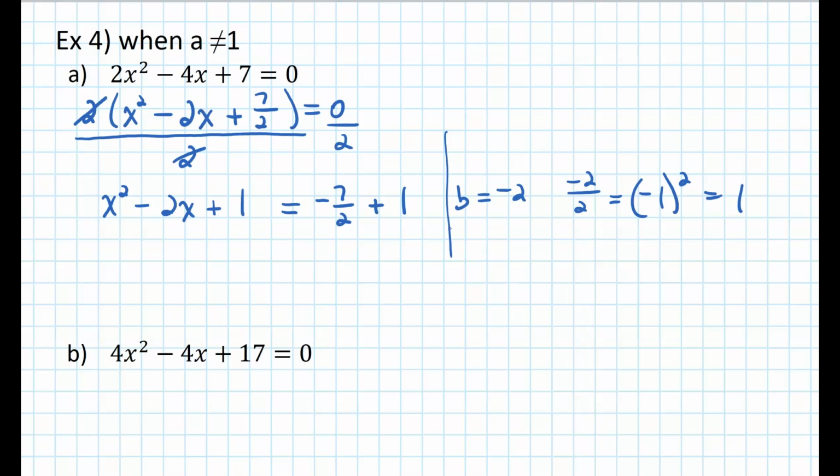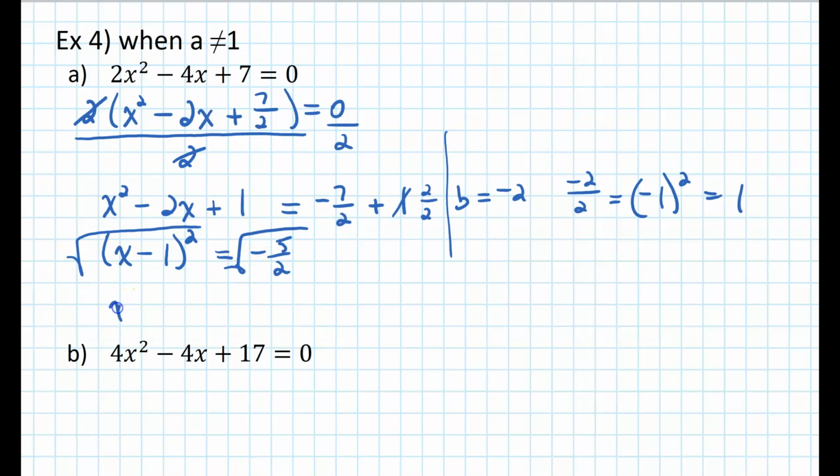Again, you have forced the left side into a perfect square trinomial, so you already know what it factors into. That's x minus 1 squared. And again, this time it's minus because that middle term is a negative. Okay, equal to, what happens when I add negative 7/2 plus 2/2? Negative 5/2. Okay, then we have to take the square root of both sides.